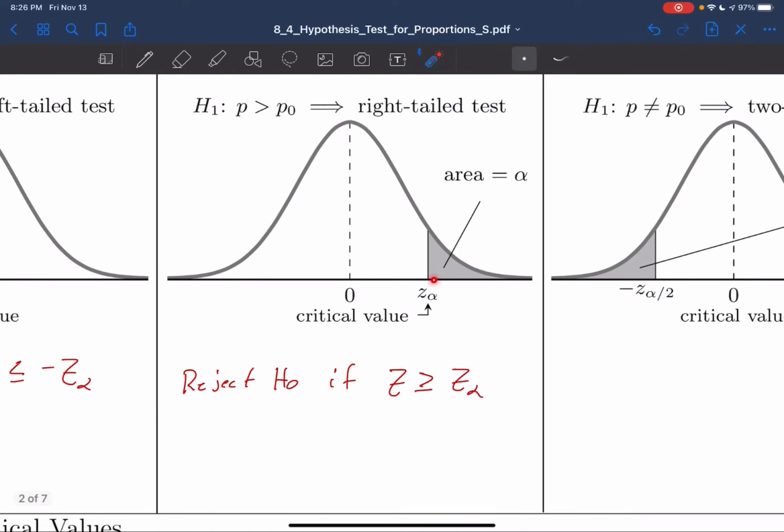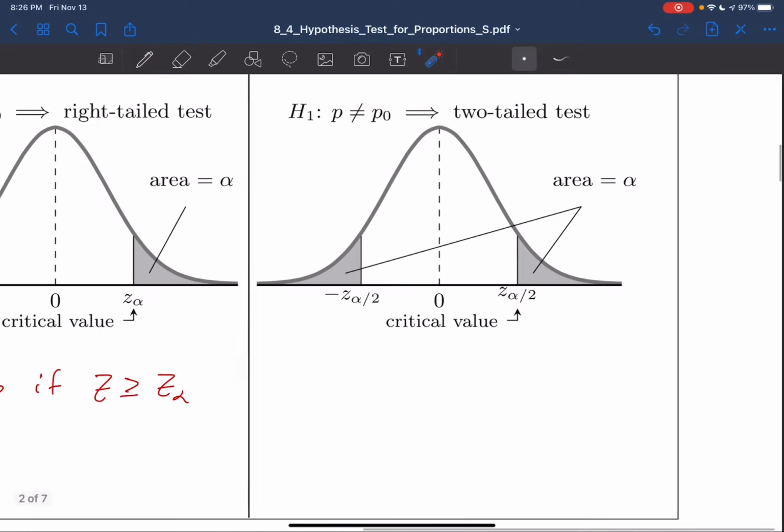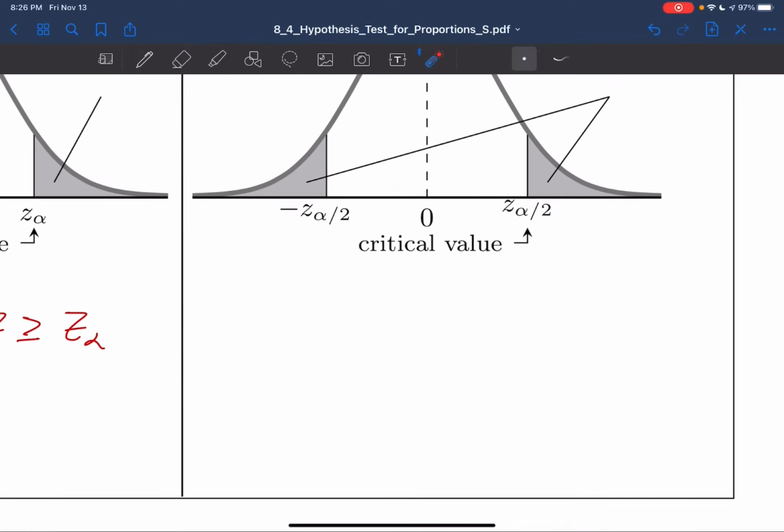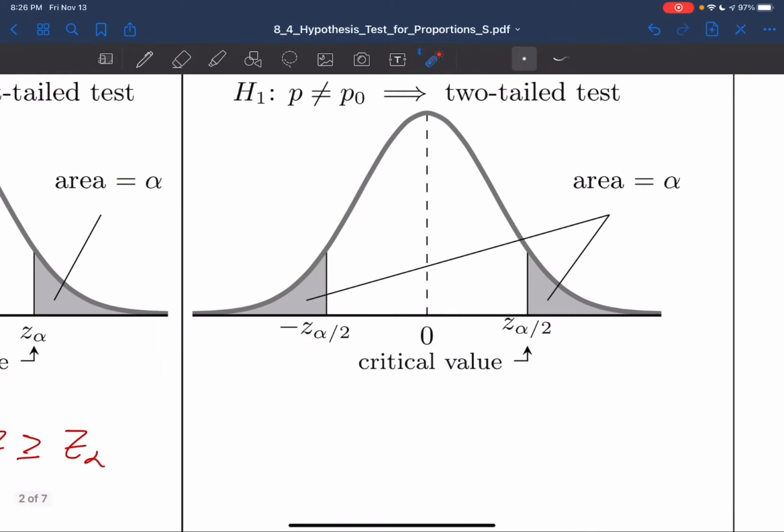And the area to the right of it is just the critical region. So if we're working with a two-tailed test, and that's when our alternative hypothesis is p is not equal to p naught, then we have two critical values actually, negative z of alpha over 2 and positive z of alpha over 2. And if we take the sum of both of these areas here, then we get alpha, which is again our significance level.